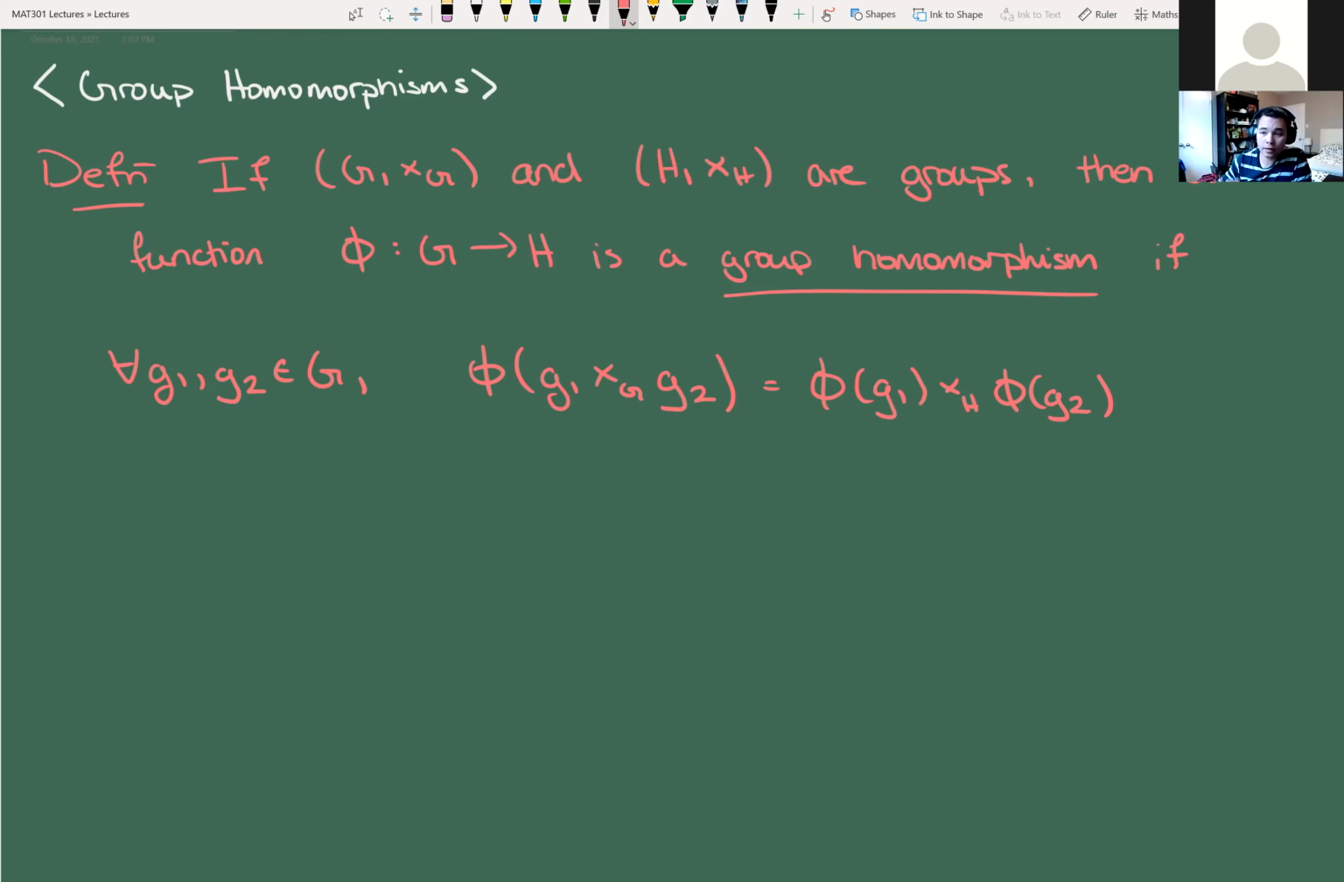Now, an important note to make immediately is that these are different group operators, right? So the group operation here is the G operation, right? And that makes sense because it's in the domain. So when I take g1 and g2, if I want to combine them, I have to use the group operation in G. But on the right-hand side, I'm looking at phi of g1 and phi of g2. Those are elements of H. So if I want to combine them, I have to use the H operation.